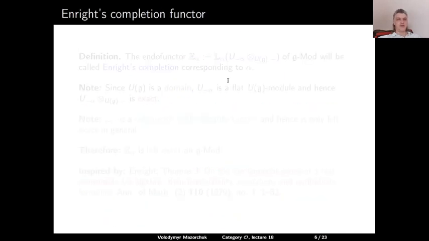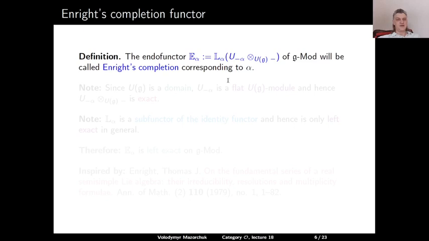Now we can define Enright's completion functor associated to alpha. Definition: Enright's completion corresponding to the root alpha is defined as the endofunctor of g-mod which is a composition of first tensor induction from U of g to U minus alpha, and then taking the locally finite part L alpha. Due to the fact that U of g is a domain, U minus alpha is flat over U of g, and hence the tensor induction functor from U of g to U minus alpha is exact.